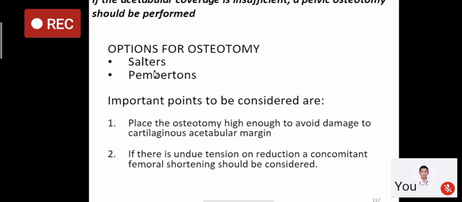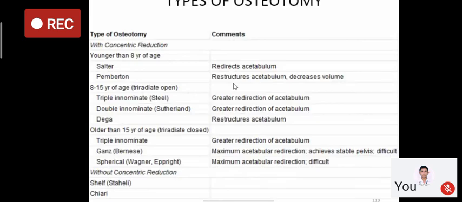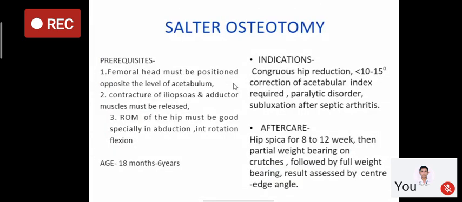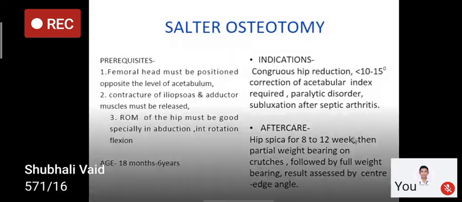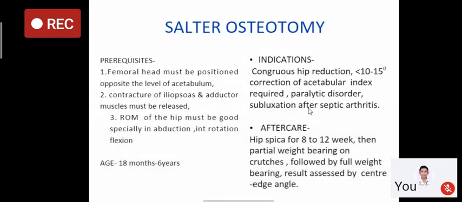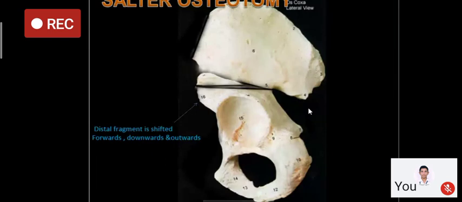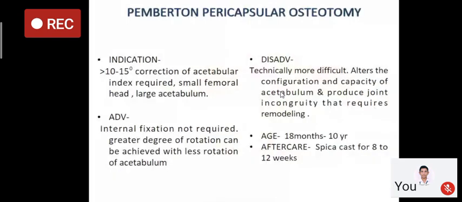Osteotomies may be Salter, Pemberton. You need to remember only the names. Salter osteotomy, age is 18 months to 6 years, and again you have to maintain the hip in a hip spica. This is the Salter osteotomy. You make an osteotomy in the innominate bone, in the supra-acetabular area, and fix it with K-wires.